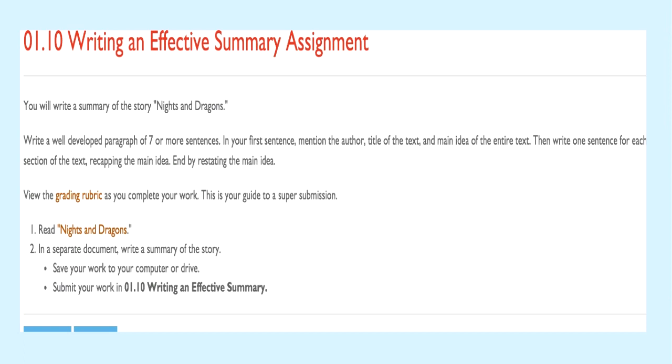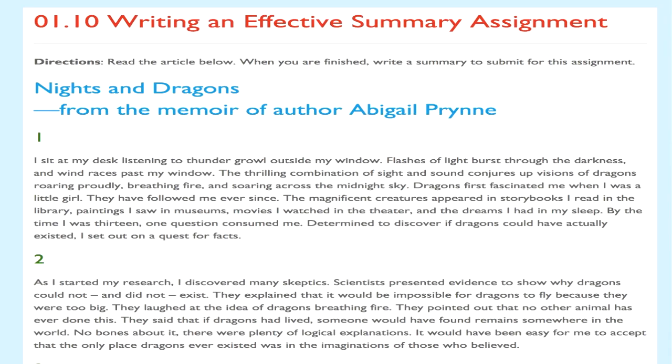Okay. Write a well-developed paragraph of 7 or more sentences. In your first sentence, mention the author, title of the text, and main idea of the entire text. So we didn't do that. We skipped right into doing the summary, and that's okay. But you want to make sure when you write your paragraph summary that you mention the author, title of the text, and the main idea. And then you go into putting that Abigail Prine had been fascinated by dragons since her childhood. Okay. Because that's the summary for that first section.